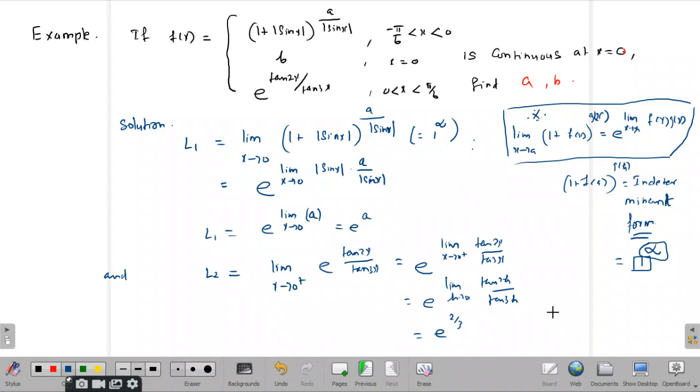Remember, student, just remember the formula: limit as x approaches 0 of tan alpha x by tan beta x is nothing but alpha by beta. Make note of this result. So tan 2x divided by tan 3x, whenever x approaches 0, the limit will be equal to 2 by 3. So L2 equals e power 2 by 3.